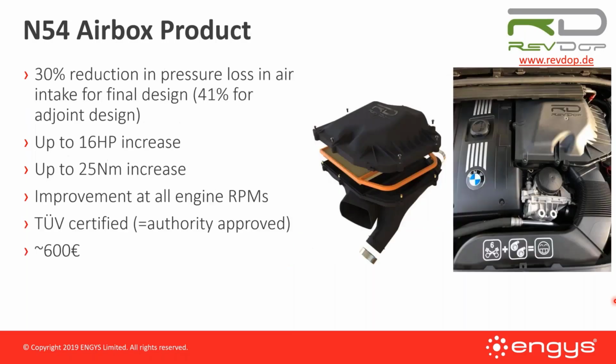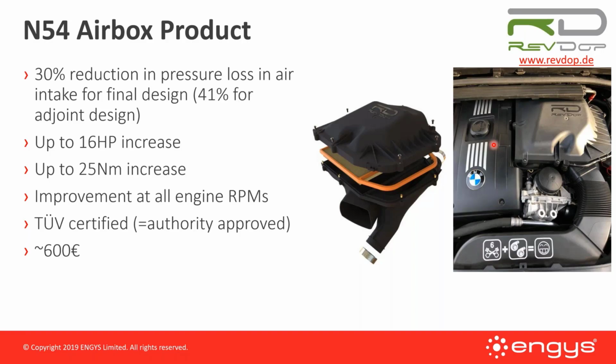design. So what RevDop did was they took this information from the adjoint optimization and they were able to improve their airbox. So here's their new shape right here, these two pictures. They were able to provide a 30% reduction in pressure losses and an increase of 16 horsepower, an increase in torque, and not just for that one operating point.